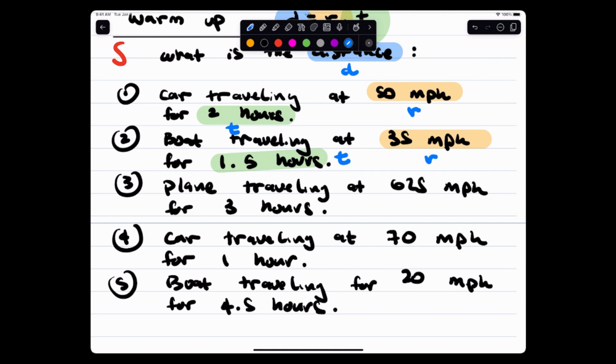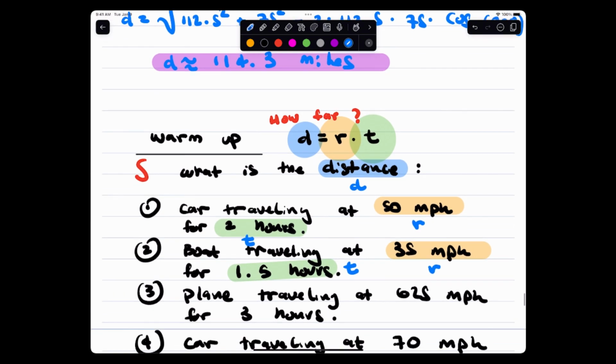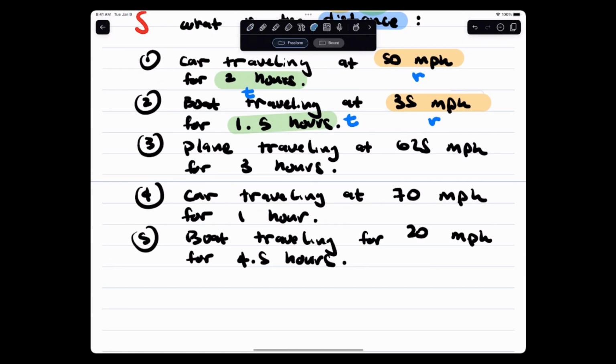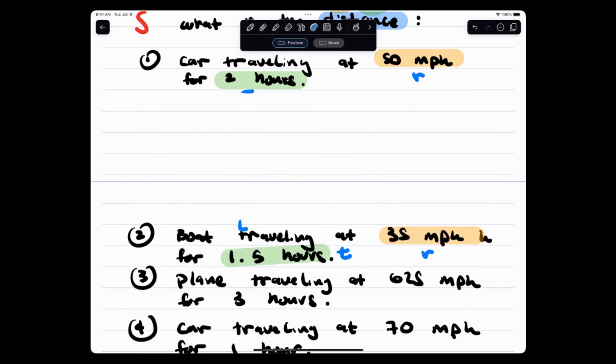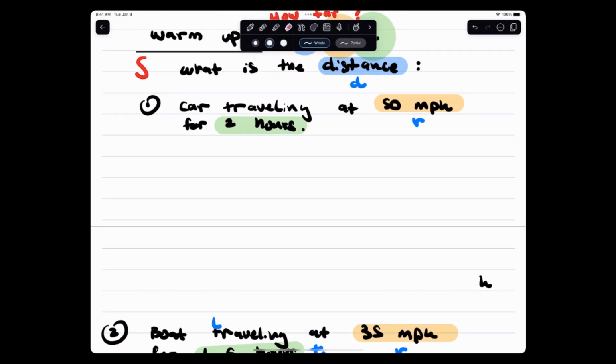Okay, ladies and gentlemen, here you go. Distance equals what? Rate times time. So what does that mean? Okay, that's fine. So here, D equals R times T. What is R here, ladies and gentlemen? It's the 50 miles per hour, times the 2 hours. Is that true?